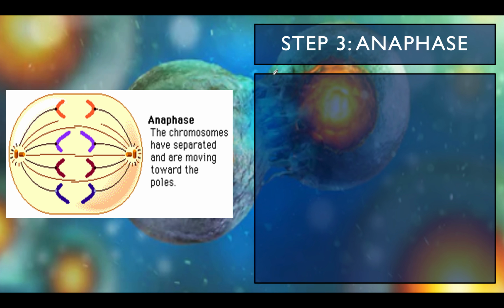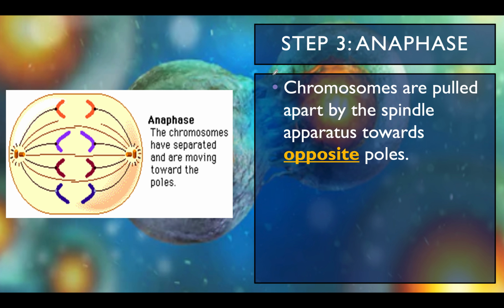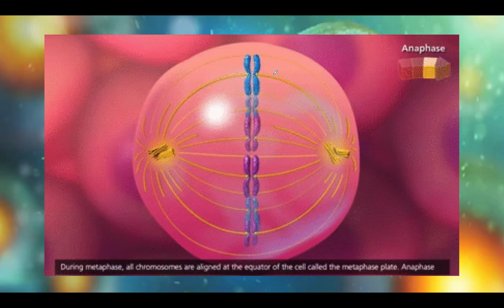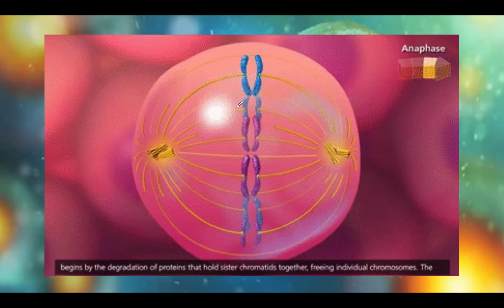The third step is anaphase. This is where the chromosomes begin to get separated. Chromosomes are pulled apart by the spindle apparatus towards opposite poles. The chromatids are now separated and are considered separate chromosomes. So, it is important that you look at this video right here.